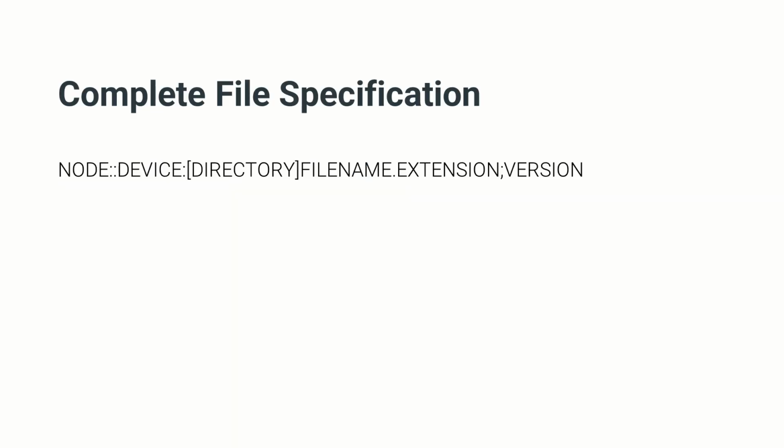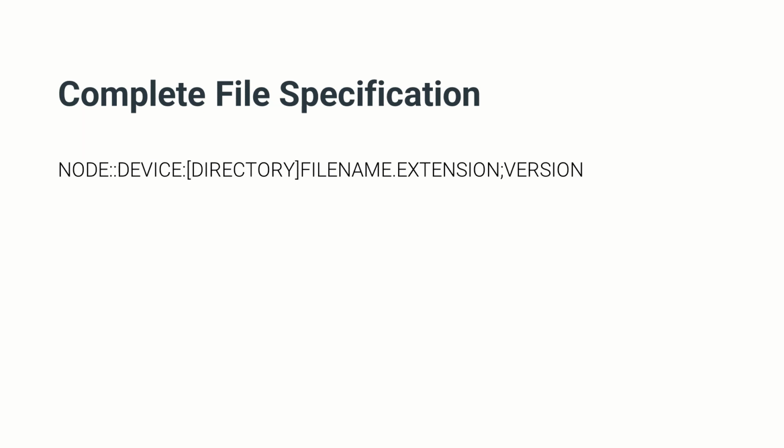Complete file specification describes the access path that the system uses to locate and identify a file. It consists of the following elements: node, device, directory, file name, extension or type, and version. Node is a network node or host name. Note that it's followed by a double colon in the file specification. Device is the disk or another peripheral device on which the file is stored. Each device has a unique name that indicates its type and location. The device name is followed by a single colon.